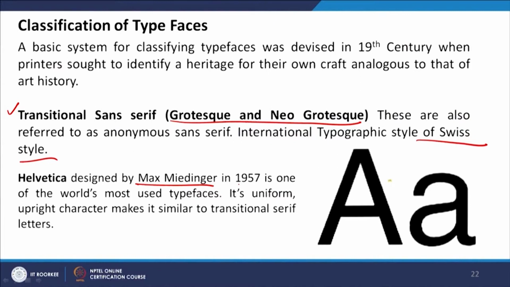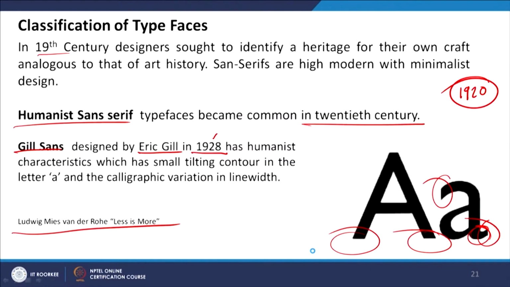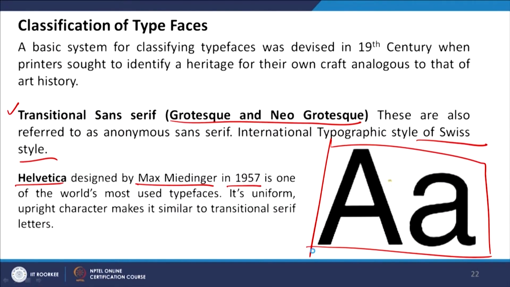One of the designers, Max Miedinger, in 1957, which is the middle or late part of this modernism, designed Helvetica, one of the famous typefaces. This is Helvetica, and it looks more modern than the humanist sans serif.